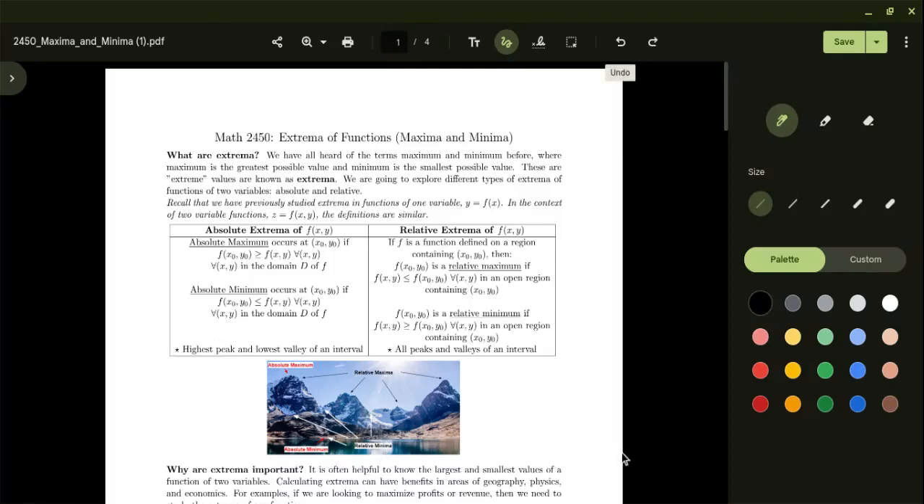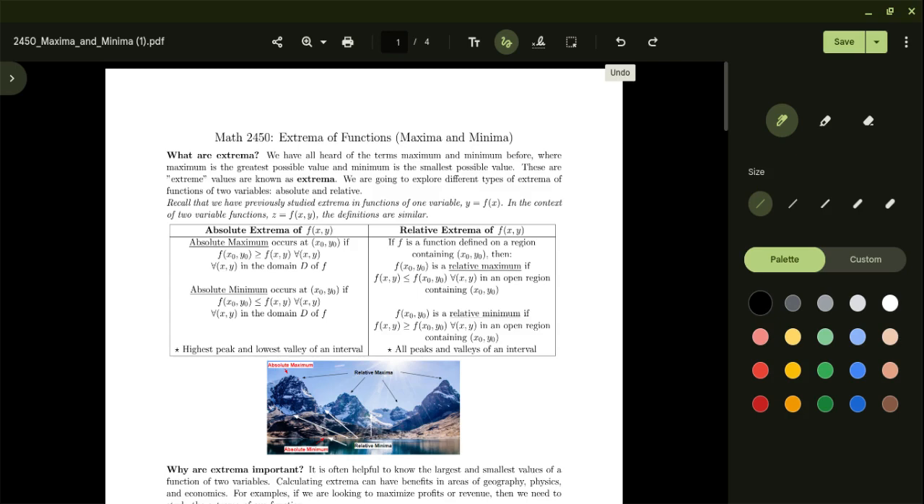Hi everyone! In this video, we're going to talk about extrema of functions of two variables. When I say extrema, I'm really talking about extreme values of a function. We've all heard one time or another the terms maximum and minimum, maximum being the greatest possible value and minimum being the smallest possible value.